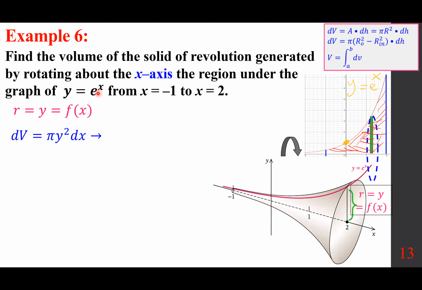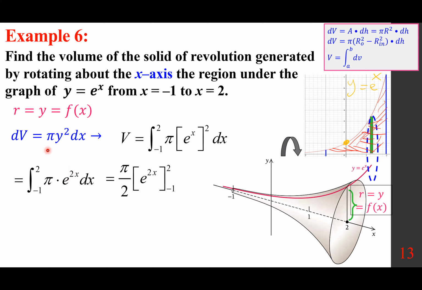So y is e to the power of x. When we square it, it becomes e to the power of x to the second power, or e to the power of 2x. So the volume is the integral of this from -1 to +2. Now, of course, this is e to the power of 2x, and we are going to remember, if we are differentiating, we multiply by 2. We are integrating, we divide by 2. So pi divided by 2 e to the power of 2x from -1 to 2.